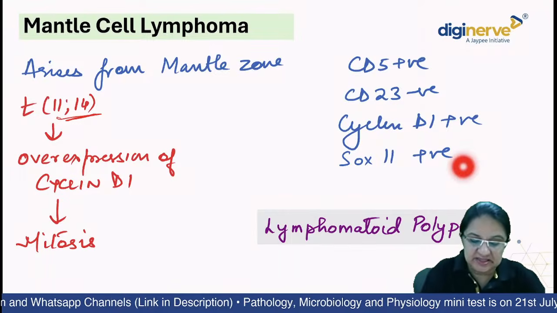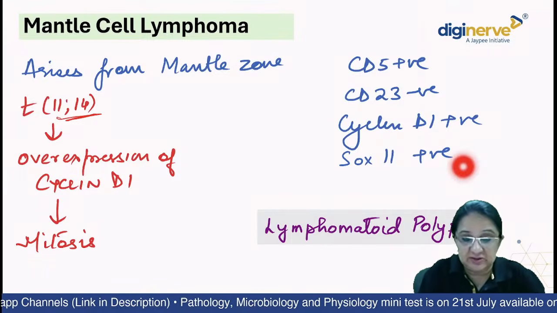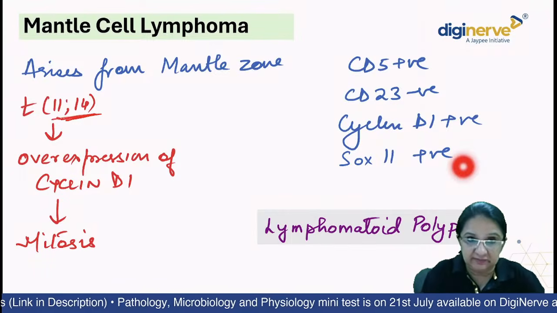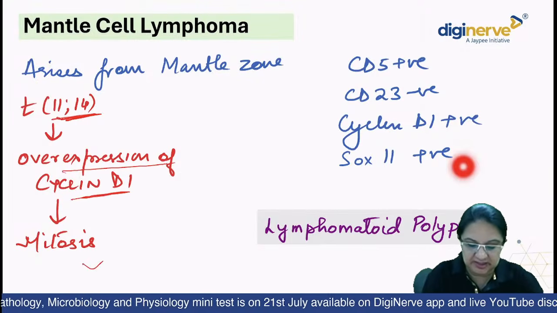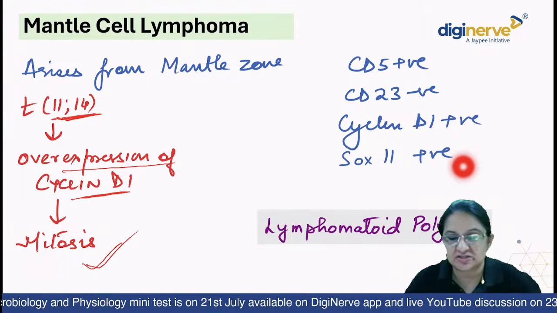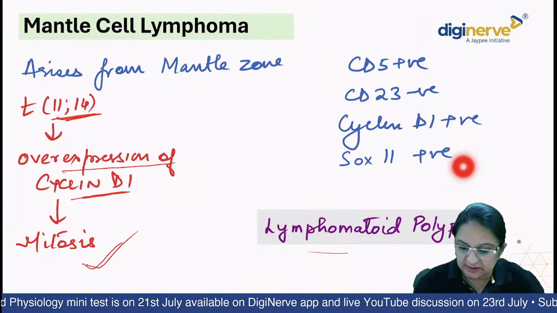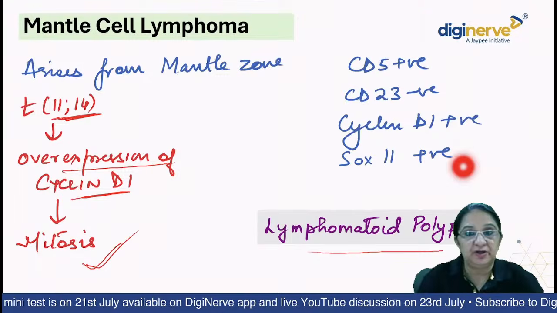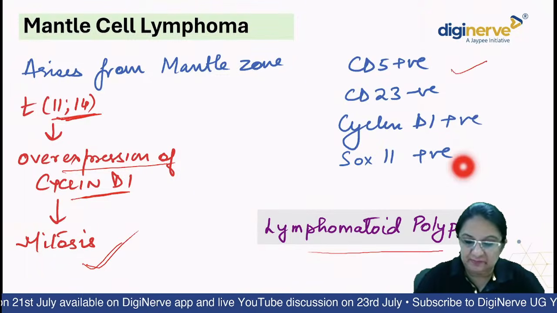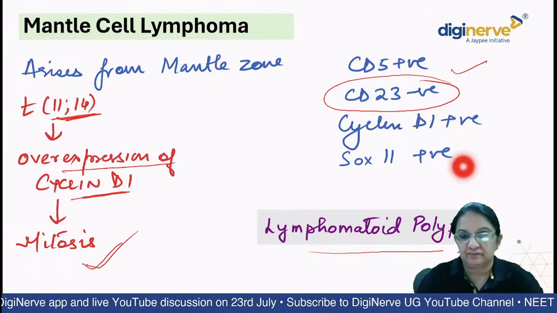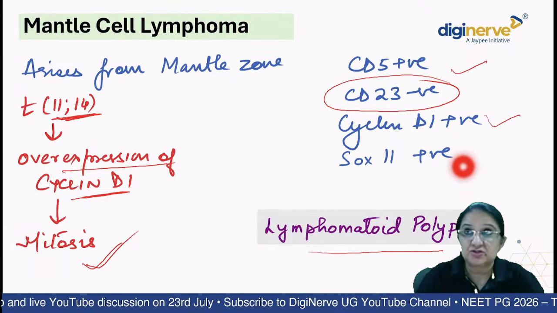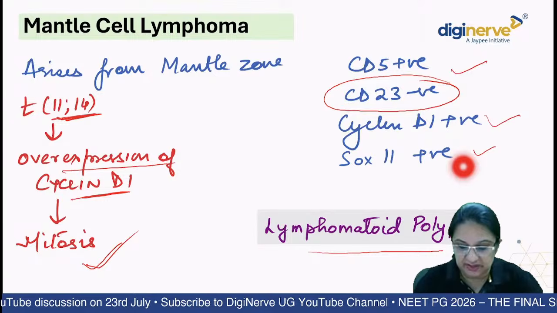So mantle cell lymphoma arising from the mantle zone, translocation 11;14, which will result in overexpression of cyclin D1 and hence unchecked mitosis. This is also associated with lymphomatoid polyposis. CD5 positive, here it is CD23 negative. Cyclin D1 positive, SOX11 positive, right?